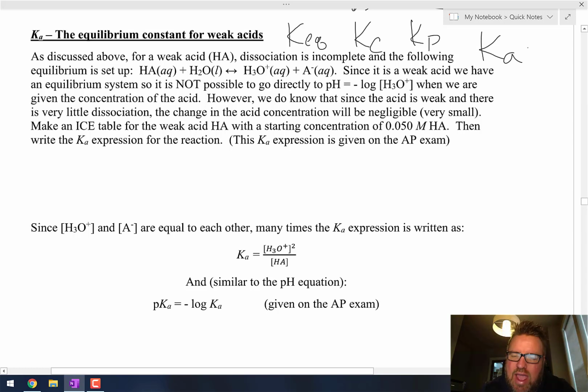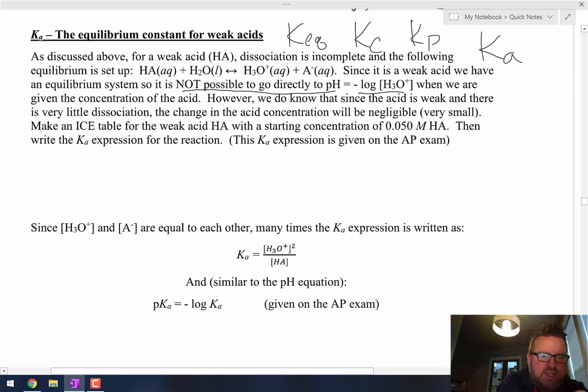And Ka, that A obviously stands for acid. And we know that it has an equilibrium constant because, again, the acid is weak, so the dissociation is not complete, and so you have an equilibrium system. Since we have an equilibrium system, it's not possible to go directly to the pH by taking the negative log of the hydrogen ion concentration, because many times you don't know the hydrogen ion concentration without doing some type of math. We know there's very little dissociation. The change in the acid concentration is going to be really small, so we still are going to be making ice tables for the weak acid, etc.